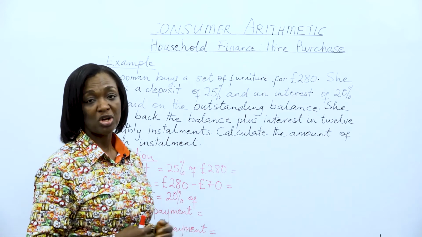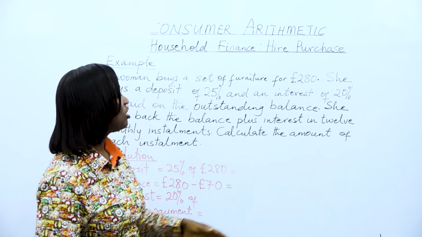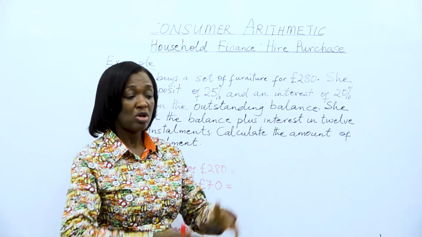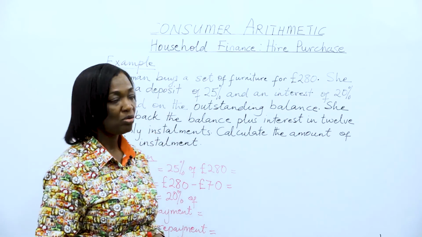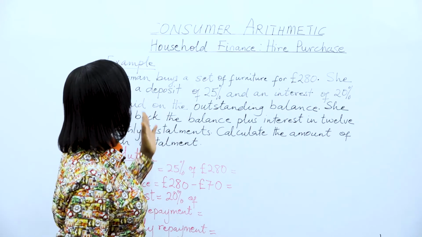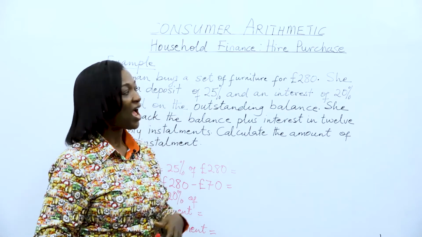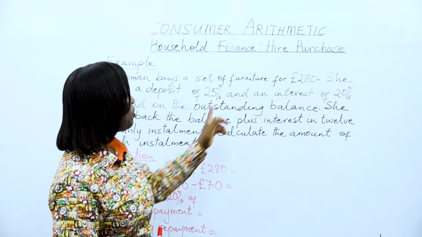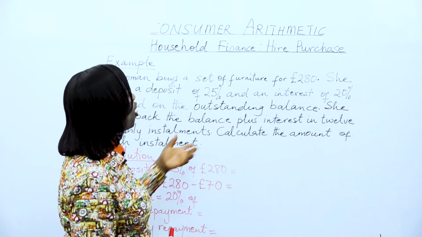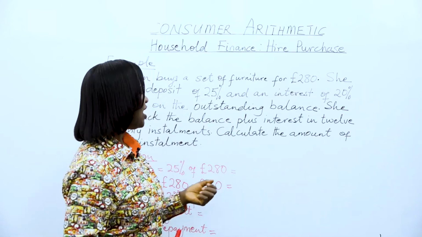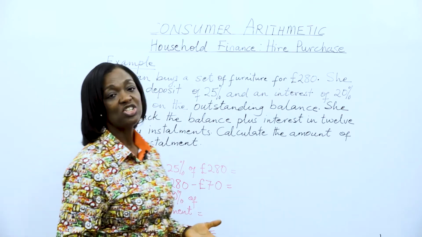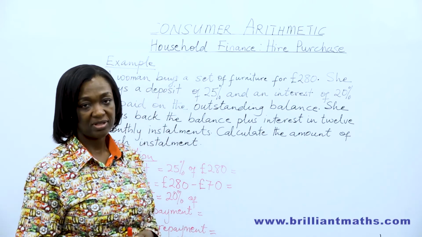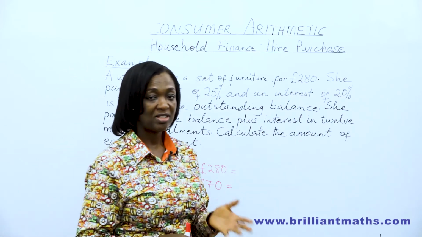She walks into the shop, she's buying a set of furniture. The furniture costs £280, but she does not have £280 to pay for it immediately. So she goes into an agreement. Pay a deposit of 25% and take the furniture away. Take it home. However, you pay an interest of 20% on the outstanding balance. Then you pay back the interest and the outstanding balance over a period of 12 months. So let's see how that calculation is done.